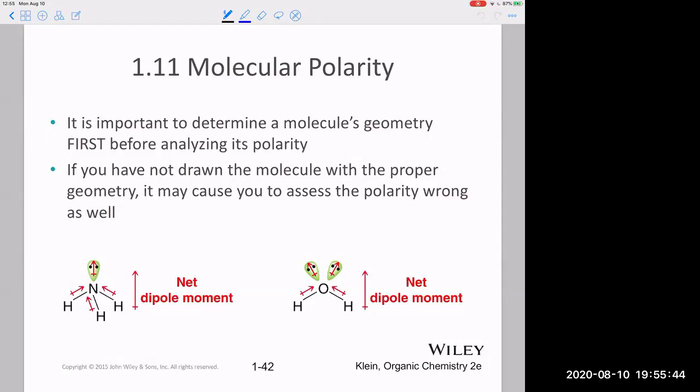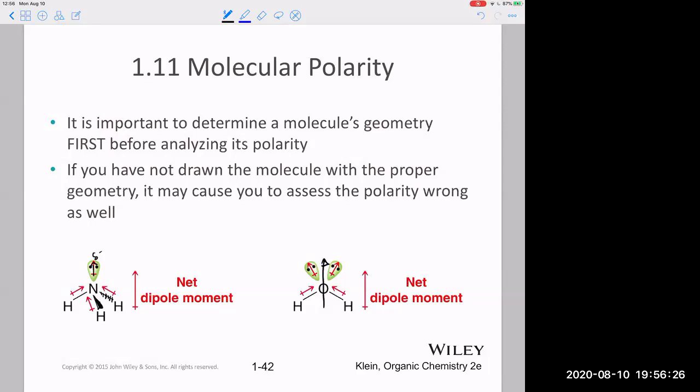Lone pairs are considered to be electron density. So in the case of ammonia, not only do you have polar bonds where the electron density points towards the nitrogen, you also have that lone pair with that partial negative charge. So the net dipole moment, this is a perspective drawing where that's a dash and this is a wedge, runs right through the middle of that molecule. Likewise, water with its 2 lone pairs and 2 polar bonds, there's a big dipole moment that runs right up the middle of that. And again, polarity is going to have everything to do with how molecules are interacting with one another.